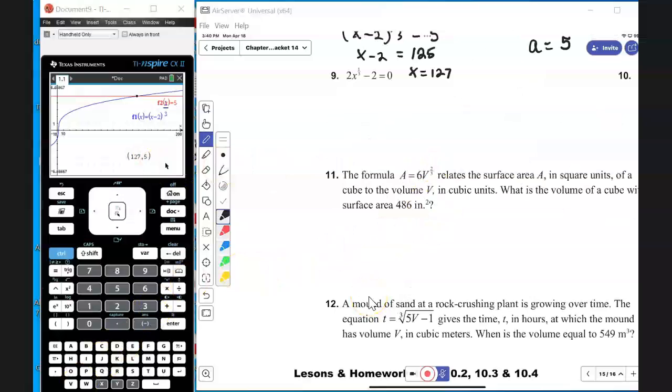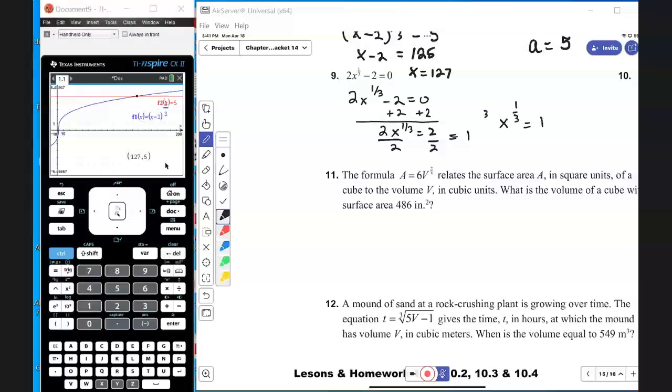Number 9, we have 2x raised to the 1/3 power minus 2 is equal to 0. We're still solving for x, so we're going to add 2 to both sides. So we have 2x to the 1/3 power is equal to 2 divided by 2. So this will be equal to 1. So we have x to the 1/3 power is equal to 1.